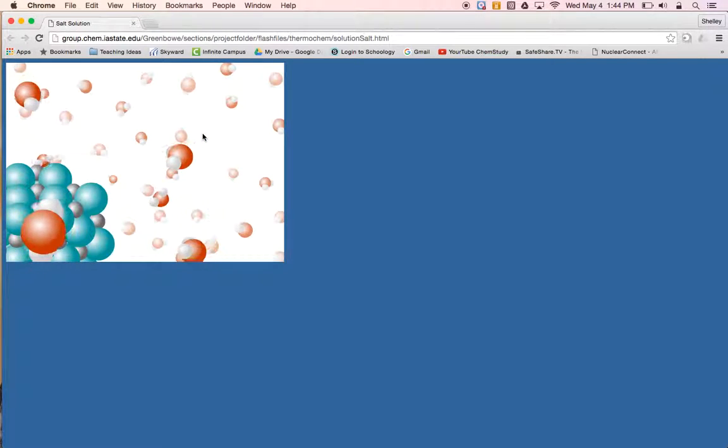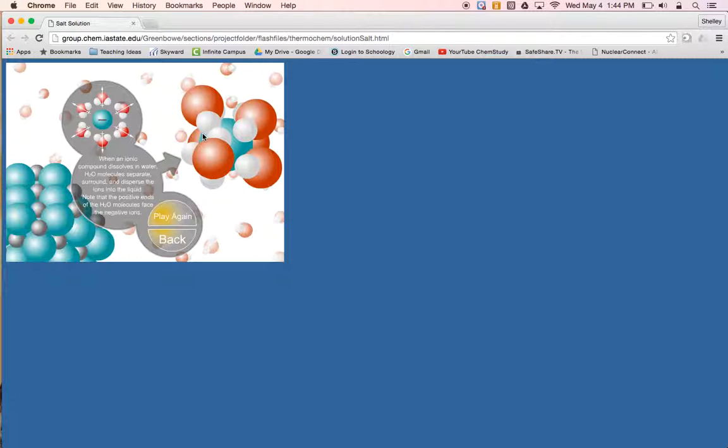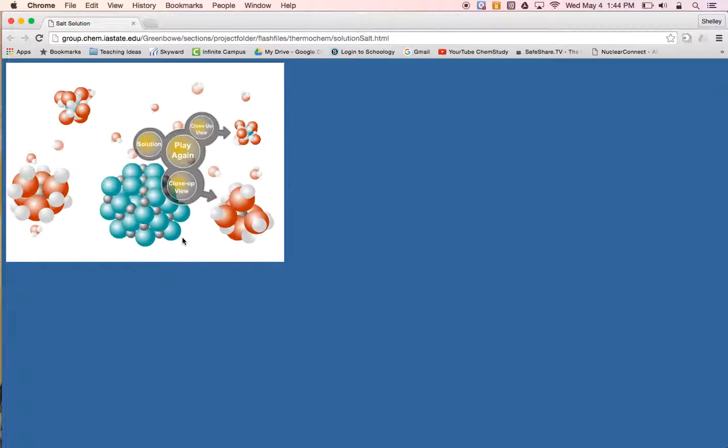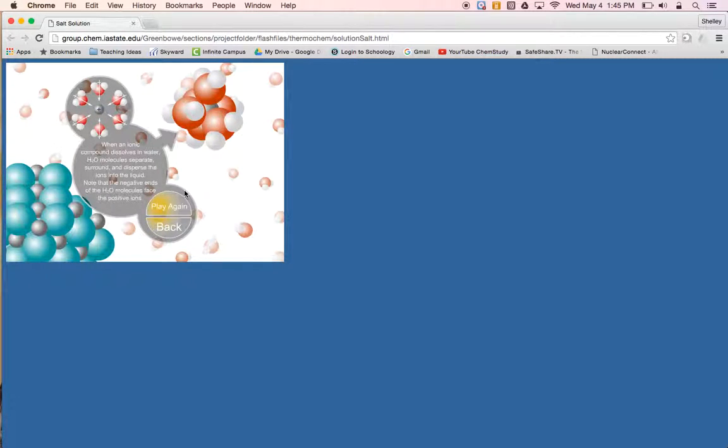If we look up close at this negatively charged particle being solvated, you'll notice that the partially positive hydrogens on the water molecule surround the negative ion and pull it out of the crystal. Notice that dissolving takes place on the surface of the substance. If we look at a close-up view of a positive ion, here comes the partially negative charged end of the water molecules, and the partially negative oxygens surround the positive ion and pull it away from the crystal.